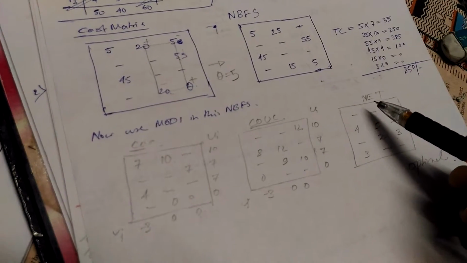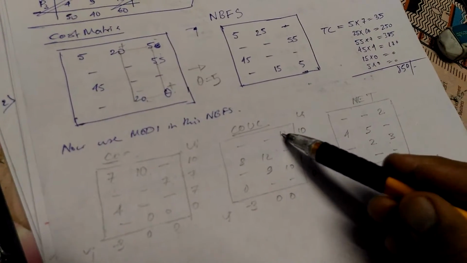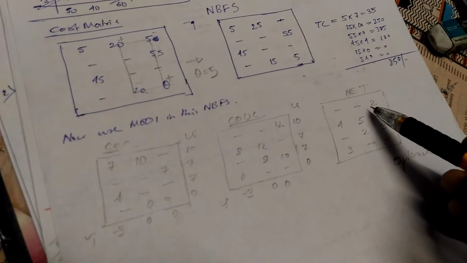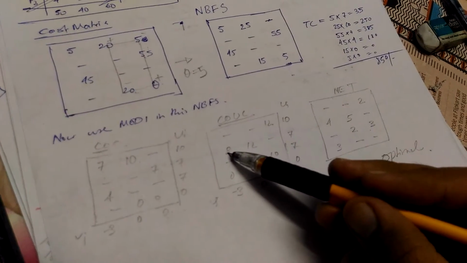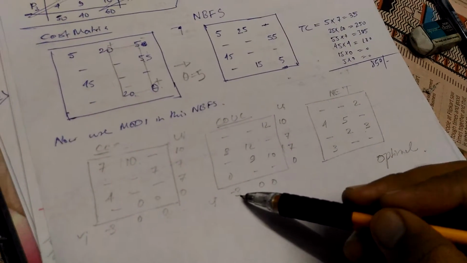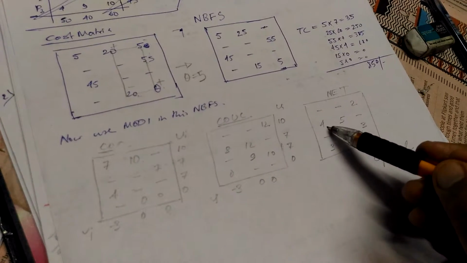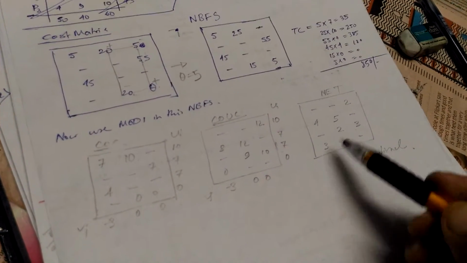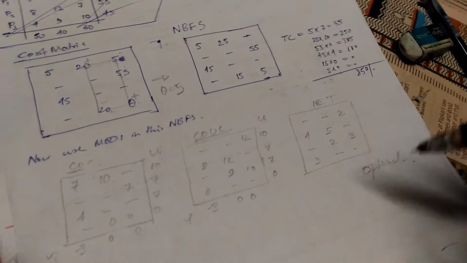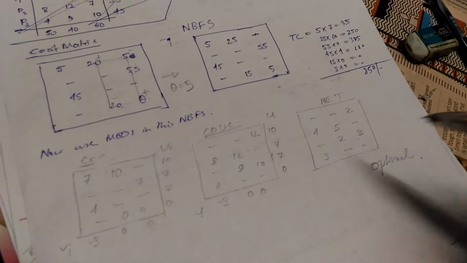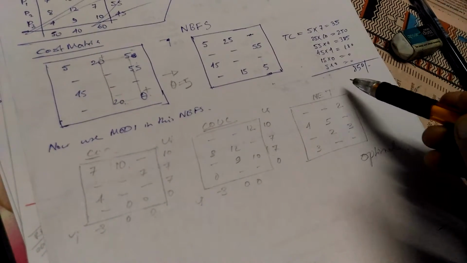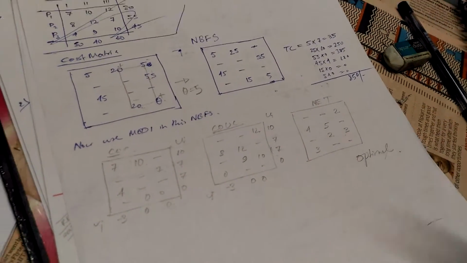Now the net evaluation table is found. For the first cell, 12 minus 10 plus 0, it is 2. Then 8 minus 3 plus 7 will be 4. 9 minus 0 plus 7, so it will be 2. Similarly, we find the net evaluation table. Since all the values in the net evaluation table are positive, the solution is optimal and we stop here. So our total least cost is 850.